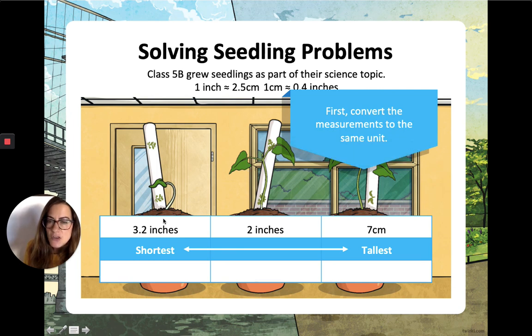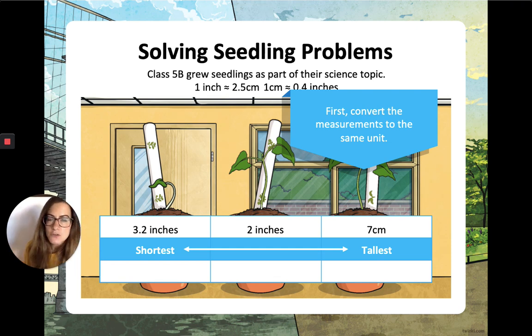First, we need to convert them all to the same unit because we can't order them if they're not in the same unit. That's too difficult. So because we've got 2 of them with the measurements in inches, it would make sense to convert the measurement that's in centimetres. So let's just go back for a minute. So 7 centimetres, I want to convert it to inches. So I know that 1 centimetre is 0.4. So I need to find out 7 centimetres. So if 1 is 0.4, I need to do 7 lots of 0.4. Now I know from my times tables that 7 times 4 is 28. 7, 14, 21, 28.